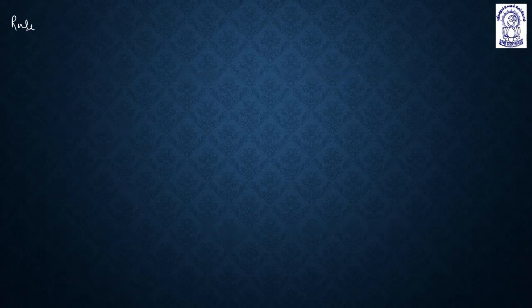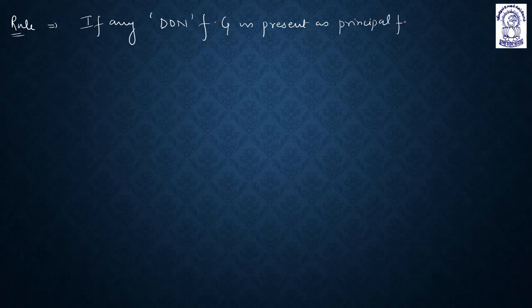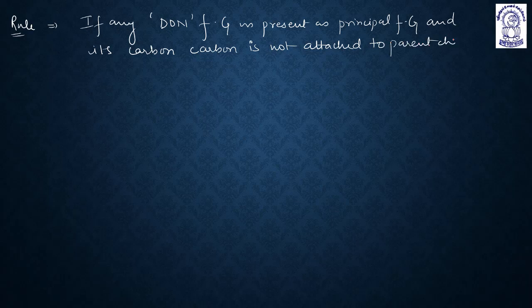So the rule is basically, if any non-functional group is present as principal functional group in main functional group and its carbon is not attached to the parent hydrocarbon chain, then we use the above examples.